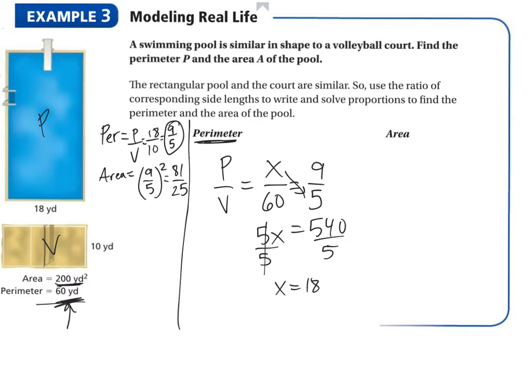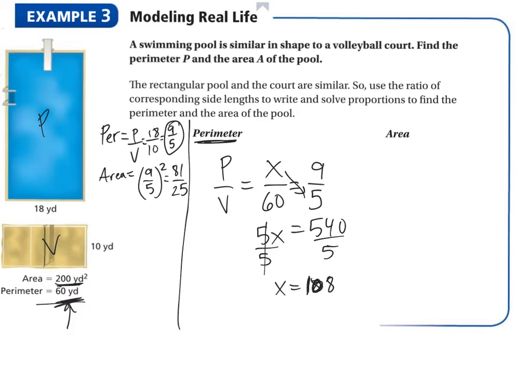So the perimeter of the volleyball, let's see if I did that right. 9 times 60 is 540. 540 divided by 5 is 108. Sorry, I forgot my 0 in my head. That's why you don't do it in your head, do it off to the side.